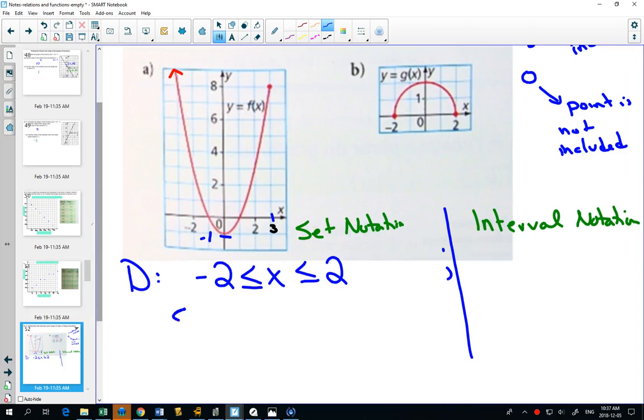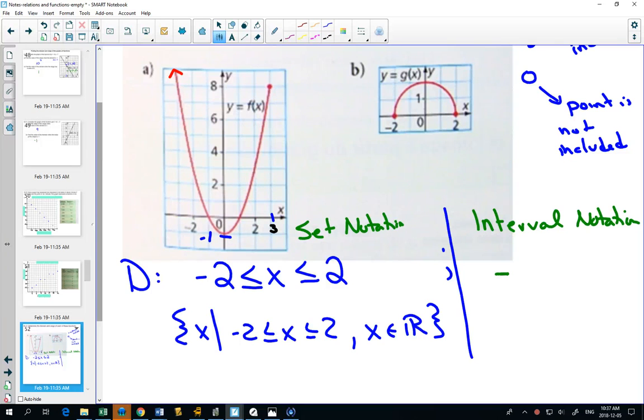The long way would be x such that negative 2 is less than or equal to x, less than or equal to 2, where x is a real number. In interval notation, you start at your smallest value, negative 2, and end at your biggest value, positive 2. Use square brackets on both because they're both included.